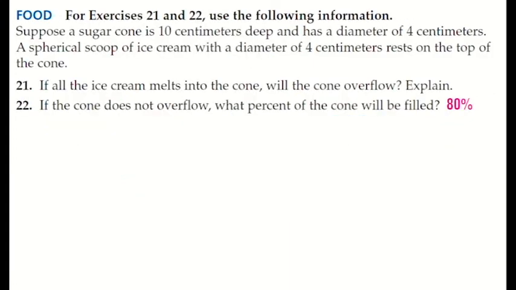So here's a good higher level question. Suppose you've got a sugar cone that is 10 centimeters deep and has a diameter of 4 centimeters. You have a spherical scoop of ice cream with a diameter of 4 centimeters that rests on top of the cone. Our question here, numbered question number 21: if all the ice cream melts in the cone, will the cone overflow? Obviously, it's a volume question. Is the volume of the sphere big enough so that when it melts into the cone, it will overflow? Is there not enough volume in the cone to handle the volume of the sphere? So we're going to find the volume of the cone first.